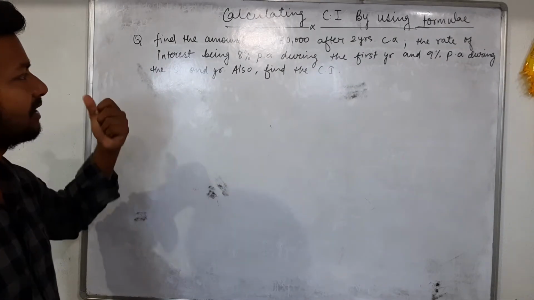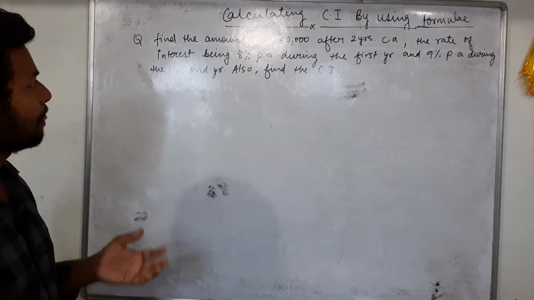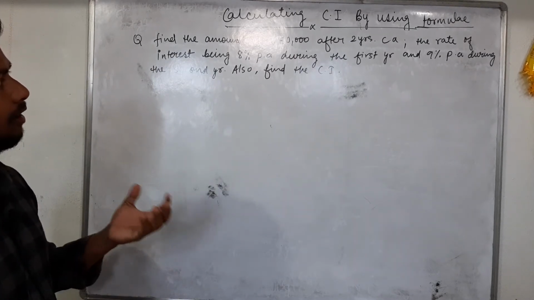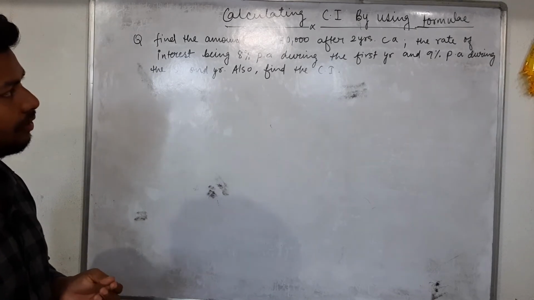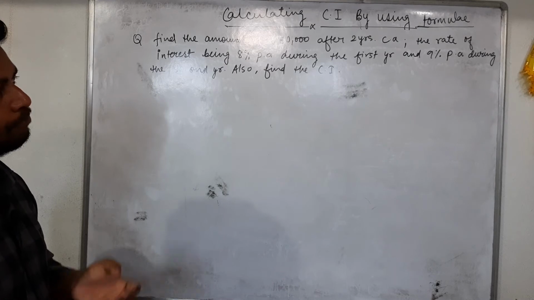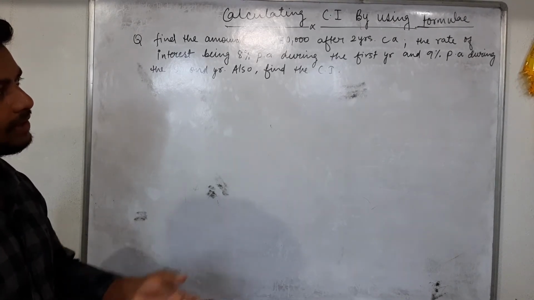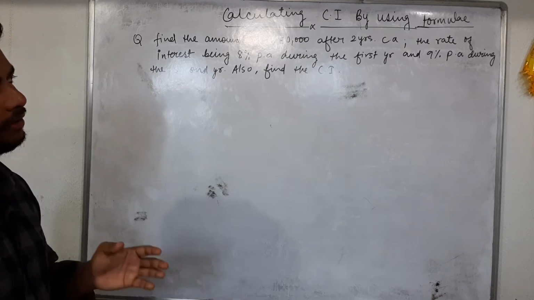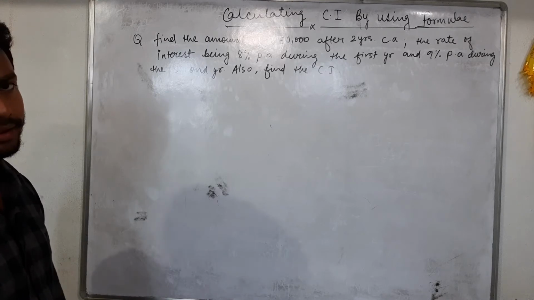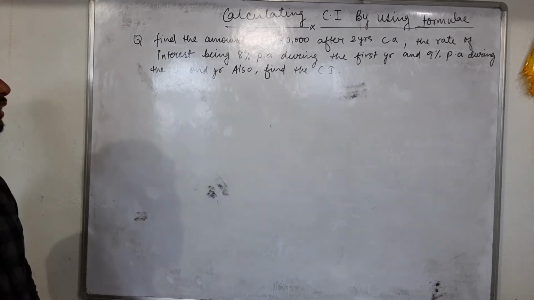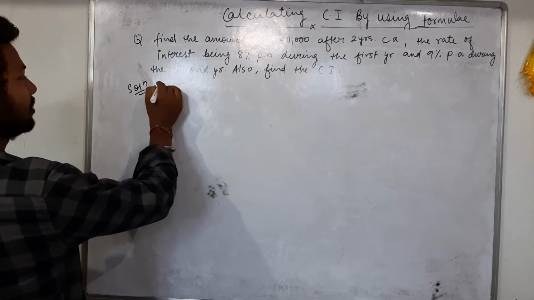See, question number 2, based on the second formula, that is case number 2. Find the amount of rupees 50,000 after 2 years, compounded annually, the rate of interest being 8% per annum during the first year and 9% per annum during the second year. Also find the compound interest. Simply the question is saying that we will write the given portion.